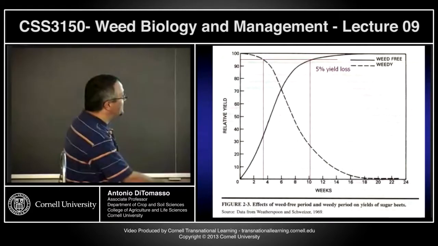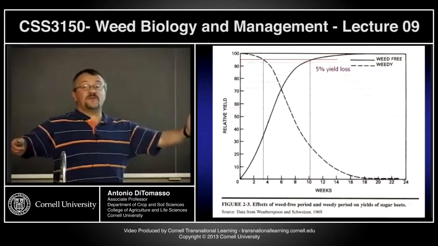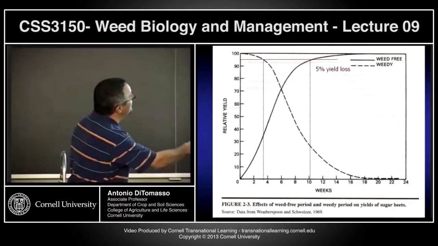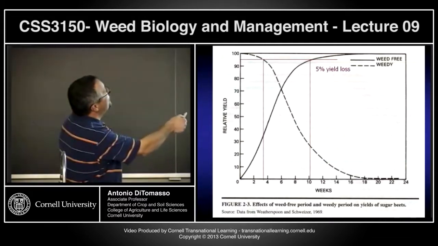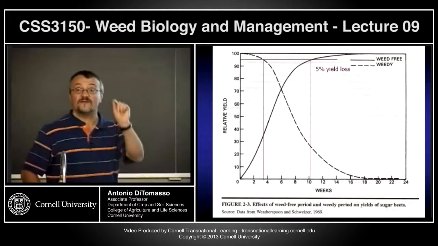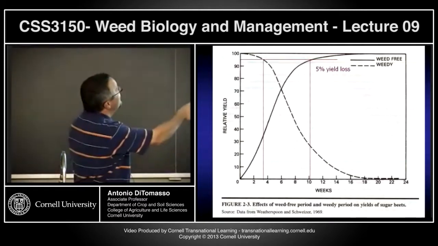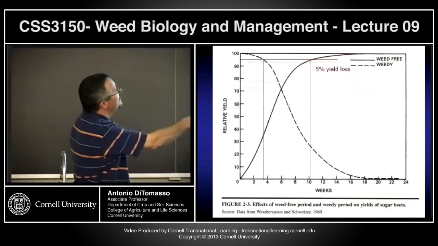Let's go to 6 weeks. If we allow the crop to be weed-free for 6 weeks, what happens? We're at about 70%, still not acceptable, okay? This is 5% yield loss, which is what I've told you is the acceptable level. That's up here, 95% relative yield, okay?